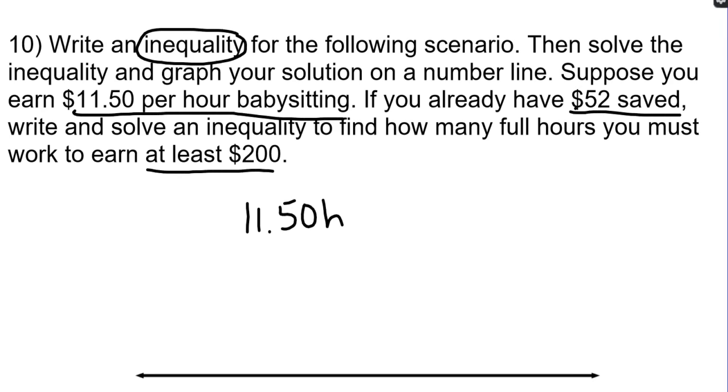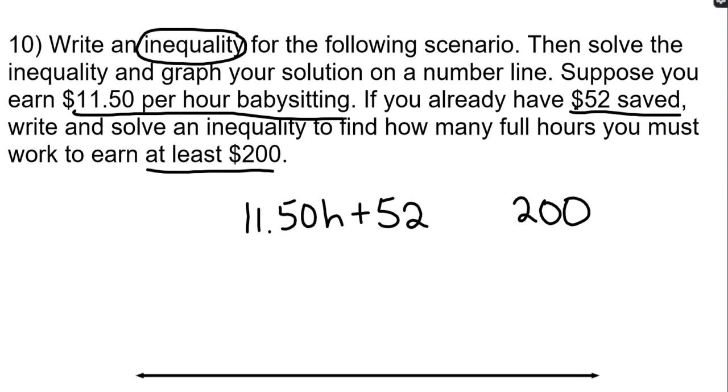You have $52 saved. What's that going to look like in your inequality? Well, does that get multiplied by a variable? Does that happen again and again? No, $52 happened once. You have it from before. So whatever you earn from babysitting, we're going to add to the money that you already had from before, and we want you to end up with $200. So we'll put $200 on the other side, and now we need to think about what symbol we're putting in.